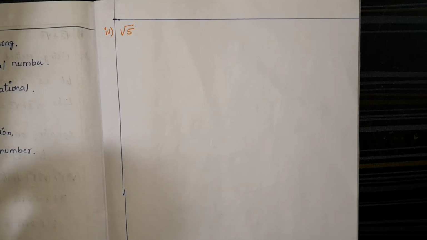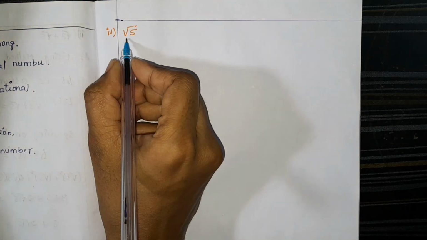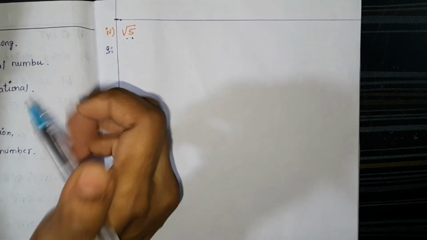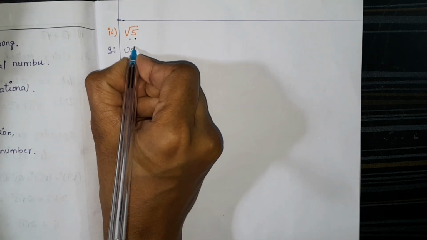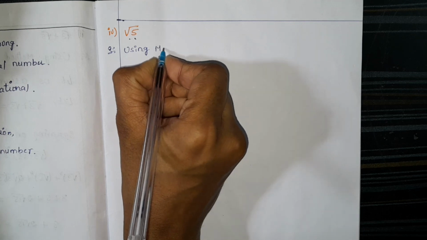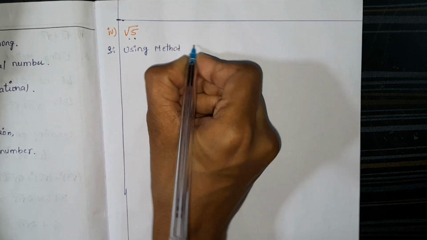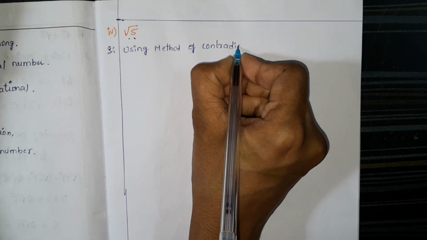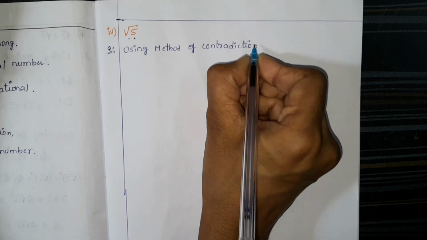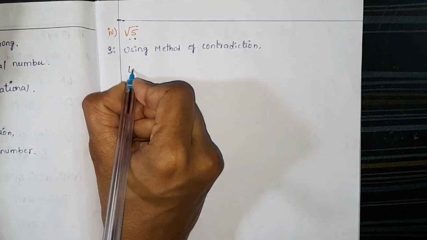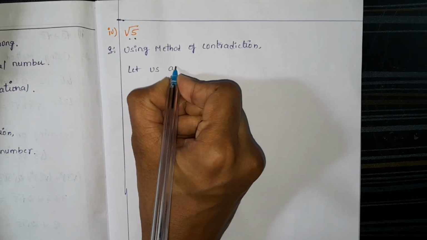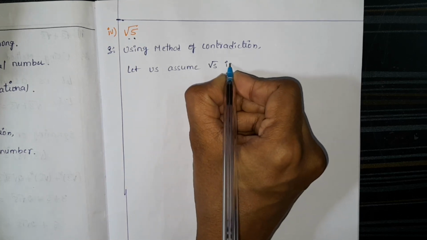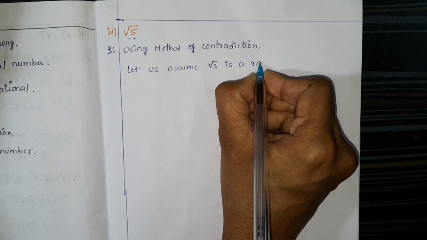Next, first bit, fourth sum: root 5. We have to prove that root 5 is an irrational number. Here also, by using the method of contradiction, we have to prove that root 5 is an irrational number. Using the method of contradiction, let us assume root 5 is a rational number.